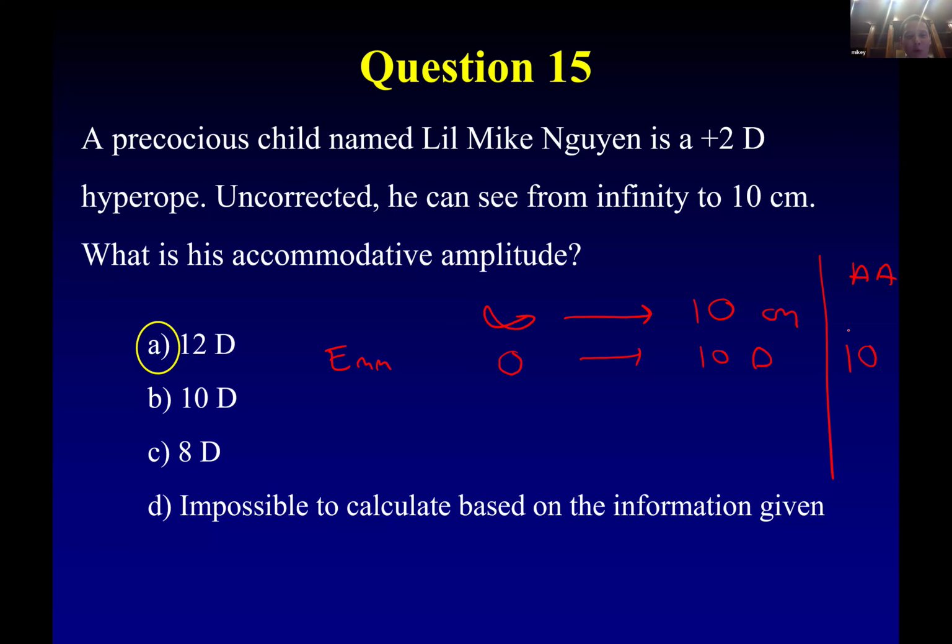But he's not, he's a hyperope. And what a hyperope, basically, if they're uncorrected, they have to accommodate just to see at infinity. So if you're a +1 diopter hyperope, or +2 in this case, you have to accommodate that amount just to get to infinity. So he's using up 2 diopters of accommodation to get to infinity, and then he has to add another 10 to get to 10 centimeters. And so that's why in this case, his accommodative amplitude is 12 diopters.